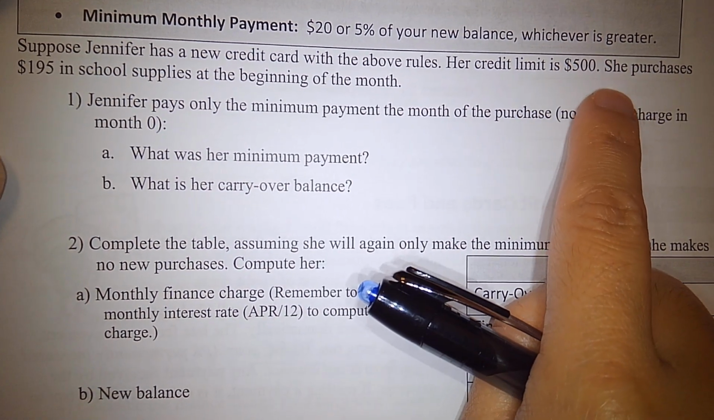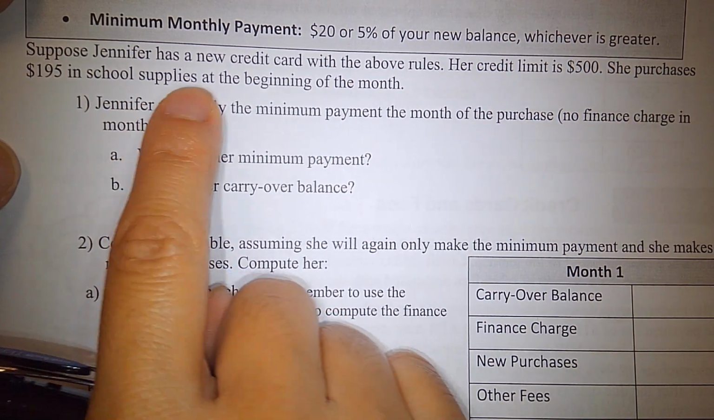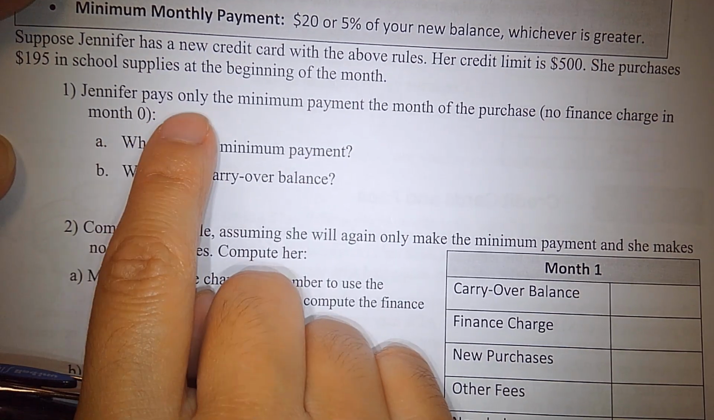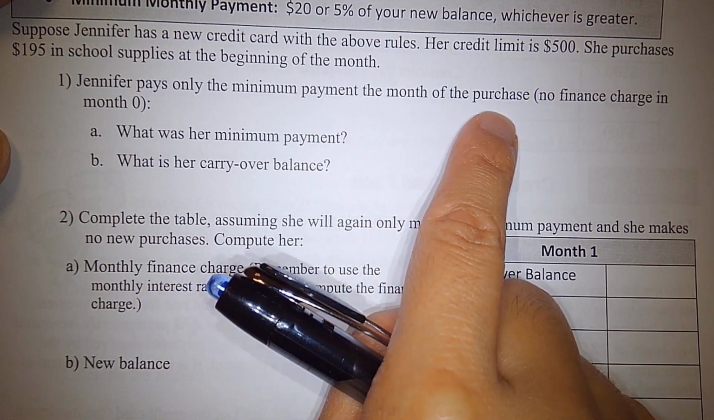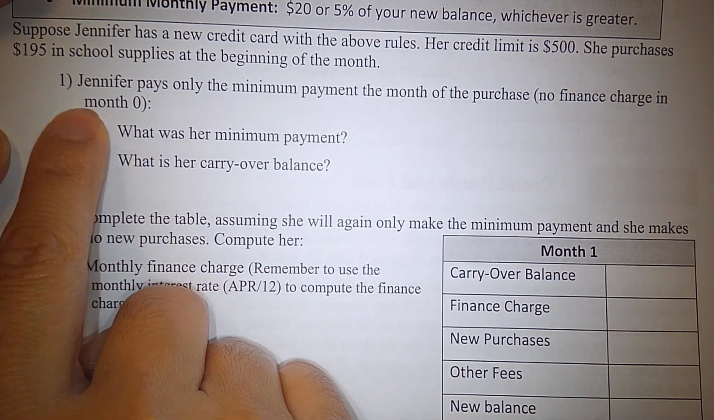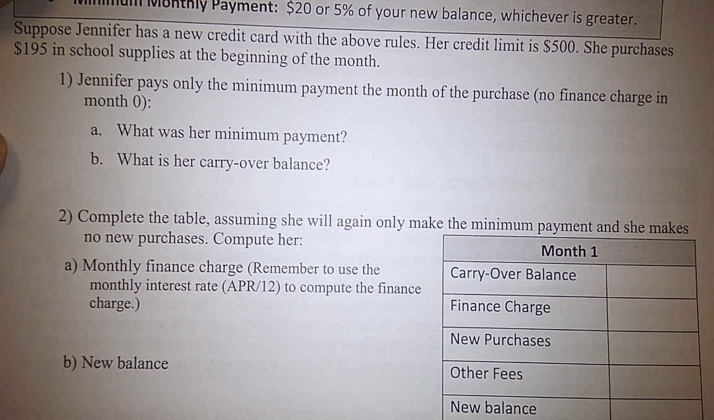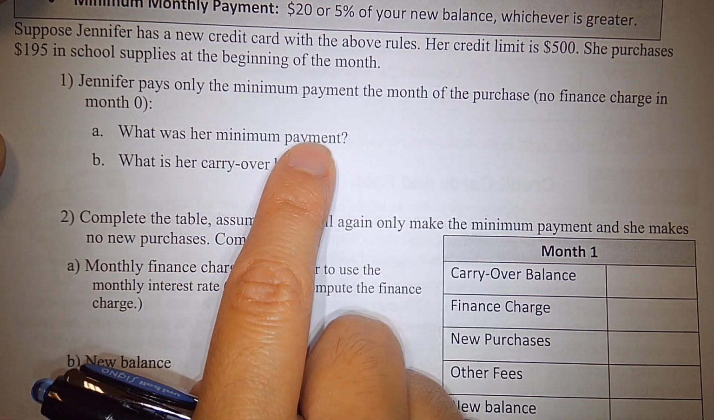All right, so she purchased $195 in school supplies at the beginning of the month, okay? She only pays the minimum payment the month of the purchase. No finance charge in month 0, because she doesn't have any carryover from month 0 or even previous months, okay? So question A, what was her minimum payment?